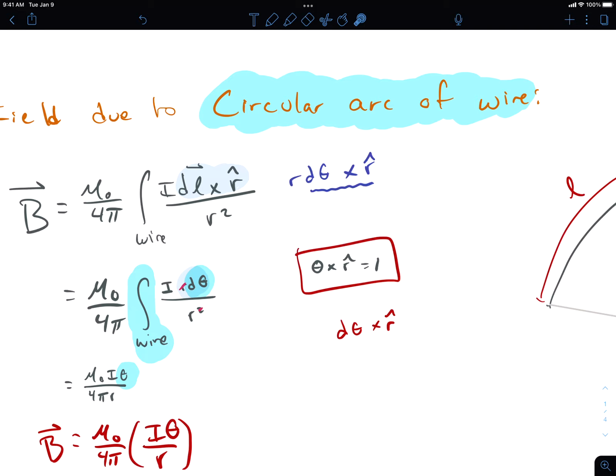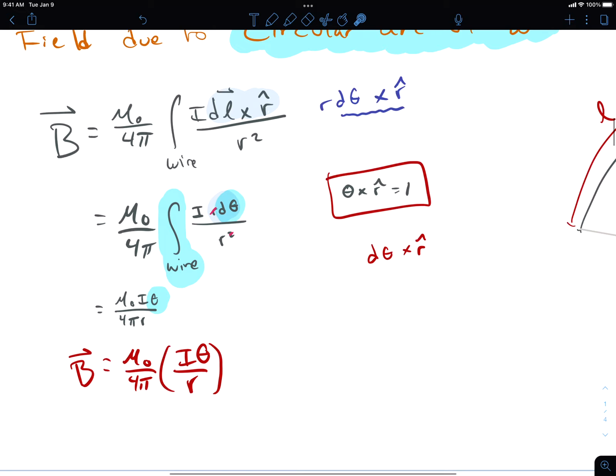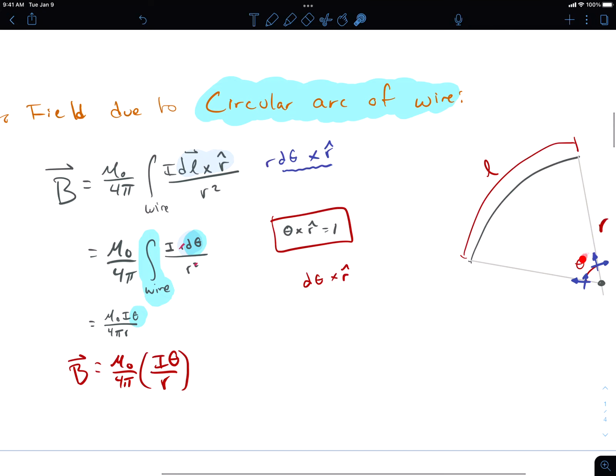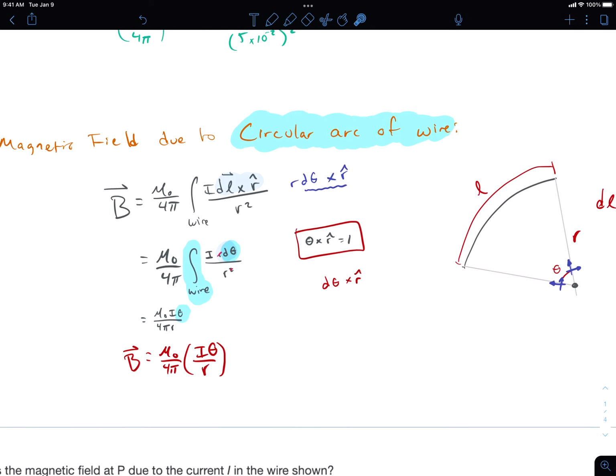So this is pretty neat. I can reduce my entire integral just to one variable. So now I have a new form of this formula that I'm going to leave as mu naught over 4 pi. This is a term that you're going to see a lot. And then I times theta times r, where theta is the angle that you're moving through, r is the radius of that circle, and I is the current in the wire. So let's go ahead and try this.